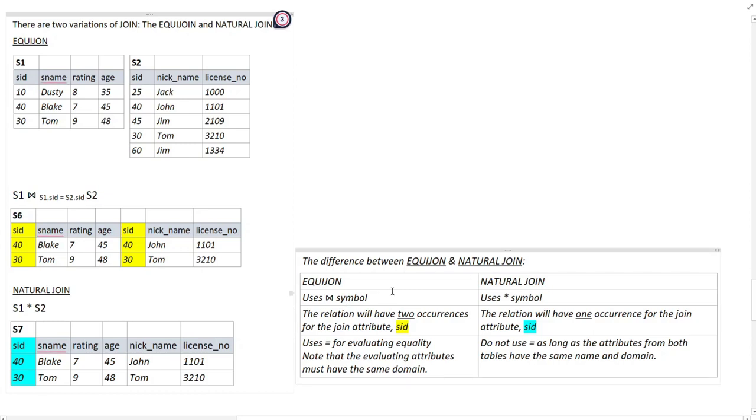So let's look at the differences between the two. In equijoin, we use this symbol. In natural, we use this star or asterisk. In equijoin, the relation will have two occurrences for the join attribute SID, as I just described. The relation will have one occurrence for the join attribute SID in natural join. So in equijoin, we use the equal sign, as we saw here, in order to evaluate the condition that is met between the two relations. In natural join, we do not use it, but we should know that the name has to be also the same in two relations in order for this to work. All right?